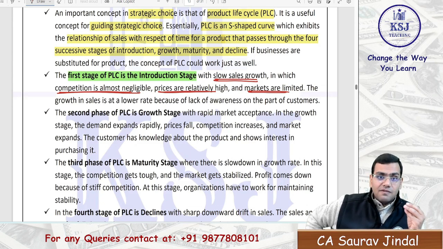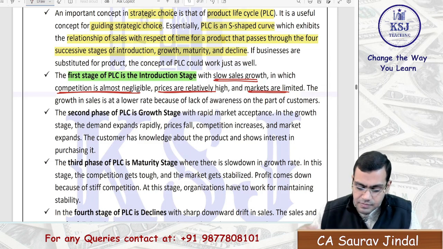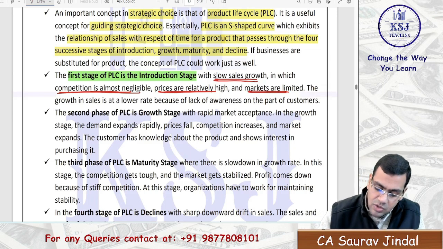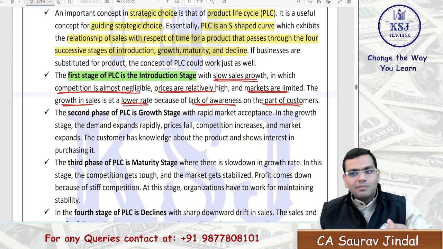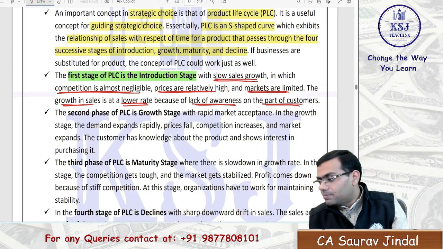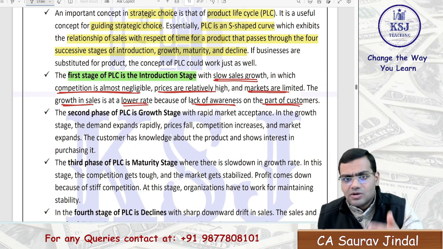So if you go in the market now and check the wheat price, a normal wheat price and the millet price, there is a huge difference. Why? Because competition is low, sales are slow, fewer people are aware about it. The market is of a smaller size, so the prices are relatively high. The growth in the sales is at a lower rate because of lack of awareness on the part of customers. That is what I told you. Maximum people are not aware about the benefits of the product as of now, because it is just in the introduction stage.